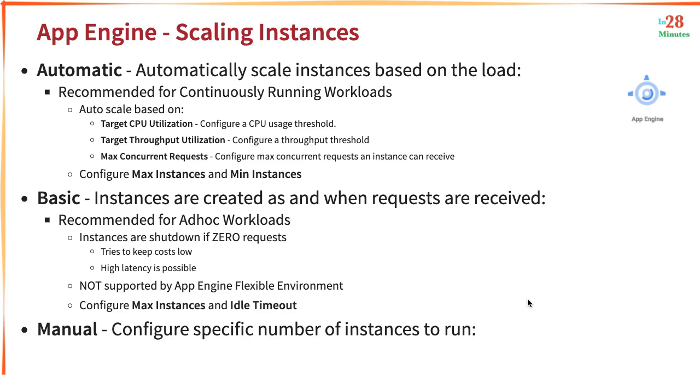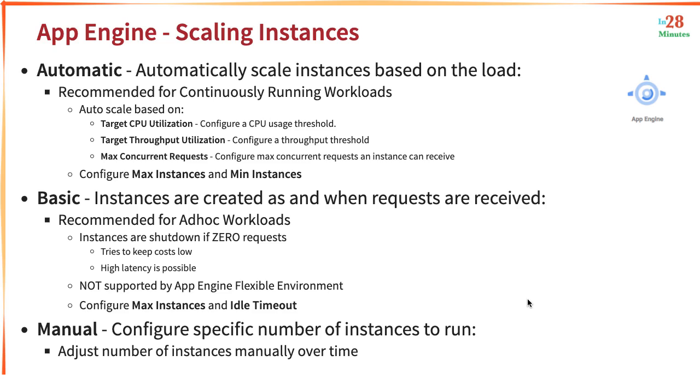The last option is the manual one. This is the easiest one as far as configuration is concerned. However, there is a lot of manual work involved. You can configure how many instances to run and you can keep adjusting it manually over a period of time. If you have a magic wand and if you can exactly predict what is the load that would be on your application, then you can go for manual scaling.